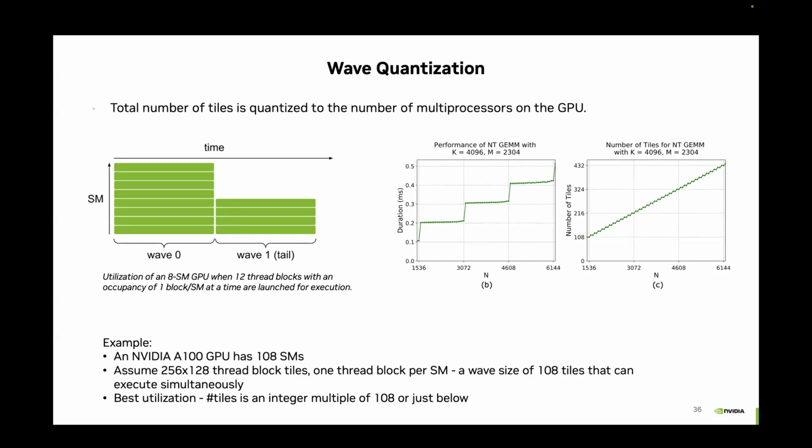Ideally, the best utilization is always going to be some multiple of the hardware's capability. Try to get rid of those tail effects.